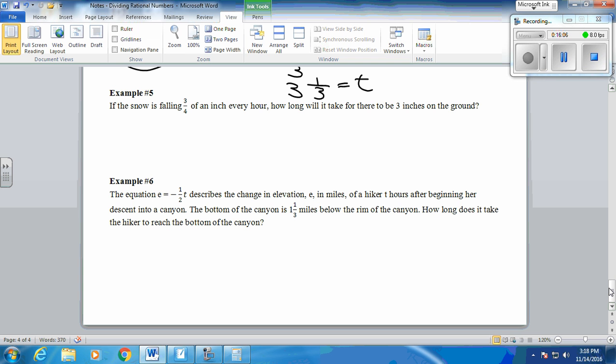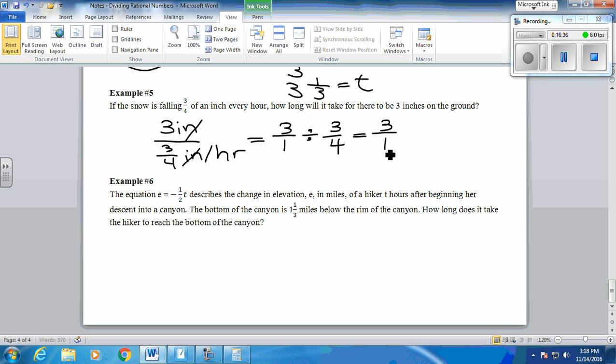Number 5 says that if the snow is falling 3/4 of an inch every hour, how long will it take for there to be 3 inches on the ground? So if we want 3 inches, it sounds like I would probably want to divide that by the 3/4 of an inch per hour, because then the inches units cancel out. So this ends up becoming 3/1 divided by 3/4, which is the same thing as 3/1 times 4/3. Cross cancel, leaves me with 4, and my only unit back at the beginning was hours, so I get 4 hours.